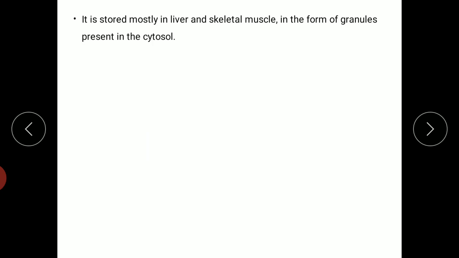It is stored mostly in liver and skeletal muscles in the form of granules present in cytosol. Glycogen storage is seen in the cytosol inside a cell, that is in the form of granules. Because it is found in cytosol, all the enzymes required for converting glucose into glycogen and converting glycogen back into glucose are present in cytosol.